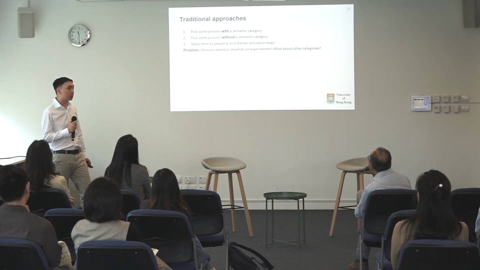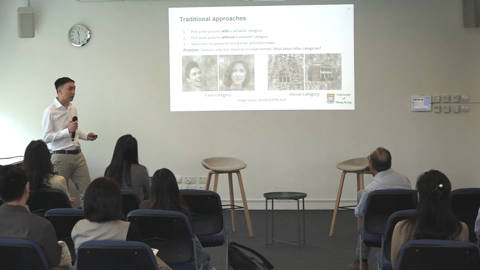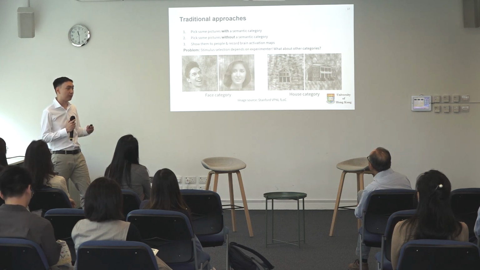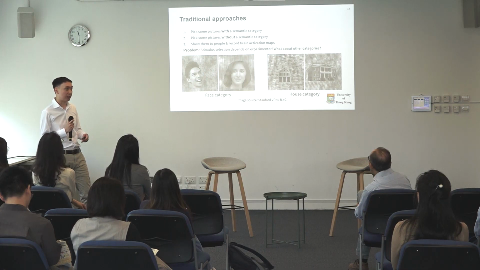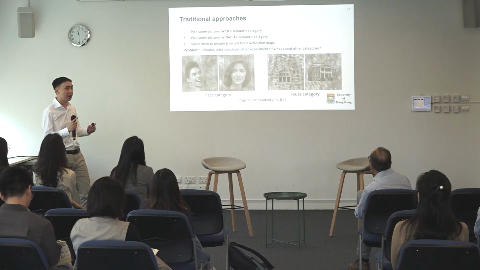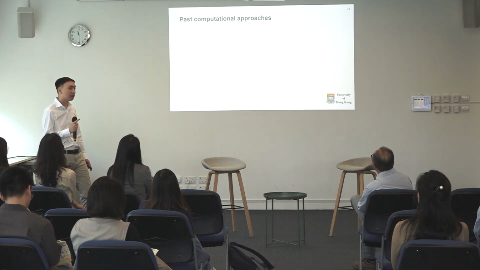Traditionally, people looked at selectivity by running experiments. They show a human or a monkey or some other animal some images within a category, and then they show images not in that category. Essentially, they look at the neural activity and do a subtraction. They say, okay, face activity is higher here, house activity is higher here, so this is the face region, this is the house region.